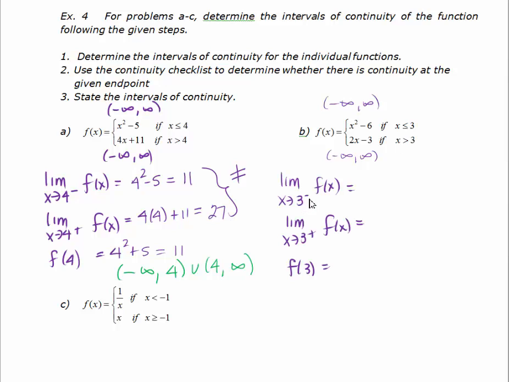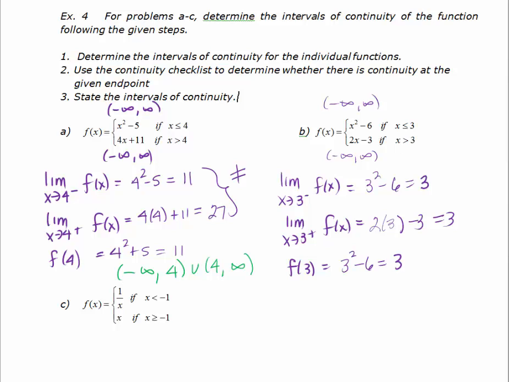The limit as x approaches 3 from the left, we would be using the x squared minus 6 function, because that value is good for the intervals that are less than or equal to 3. So we'd have 3 squared minus 6, which equals 3. Then the limit as x approaches 3 from the right, we're going to be using the 2x minus 3. So that would be 2 times 3 minus 3. So 6 minus 3 is 3. And f of 3 is actually the same as the limit as x approaches 3 from the left. That's 3 squared minus 6, because of the equal sign, which is also equal to 3.